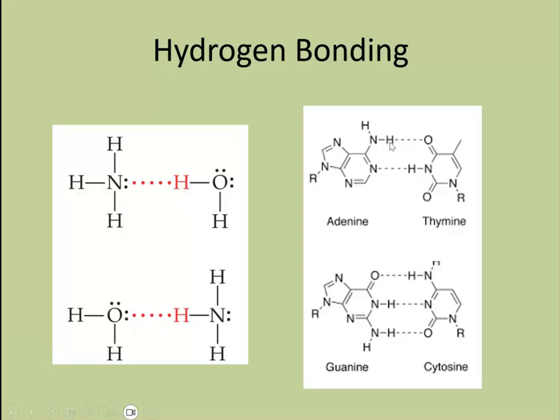And if you remember from biology, it's hydrogen bonding that holds the base pairs together in the double helix of DNA. You'll recall that adenine is paired with thymine, and you can see the hydrogen bonds here between an NH here and an N there, between an NH here and an O there. And you can also see that there are 3 hydrogen bonds between a guanine and a cytosine.